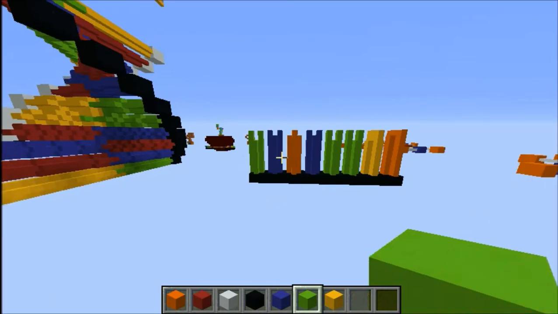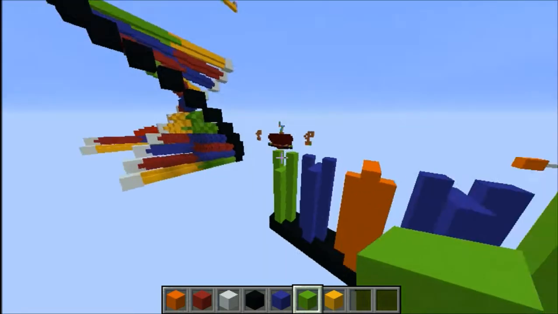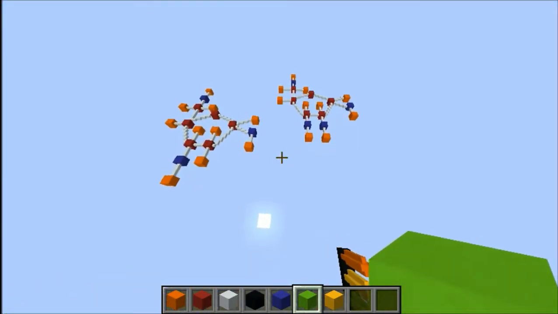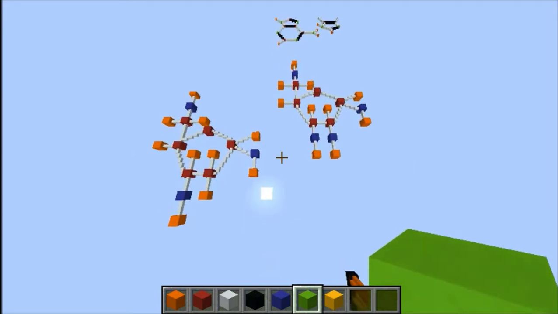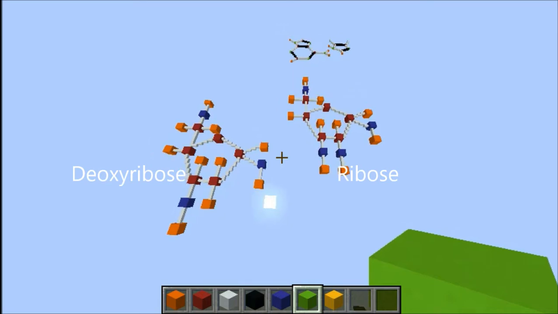So to explain in further detail how these things are different, we are going to get down to the molecular structure. Over here I have built two molecules. One of them is deoxyribose, the other one is ribose. Of course, the deoxyribose is on the left because it is missing an oxygen.